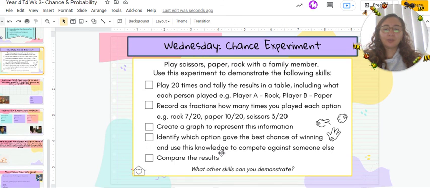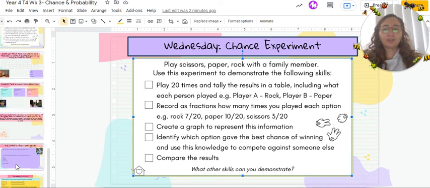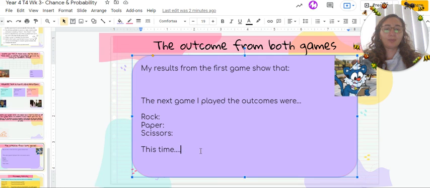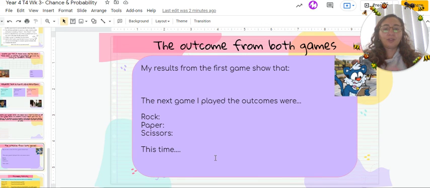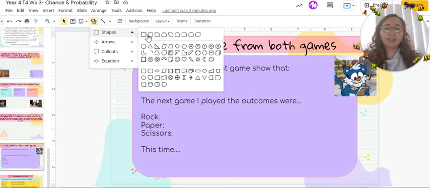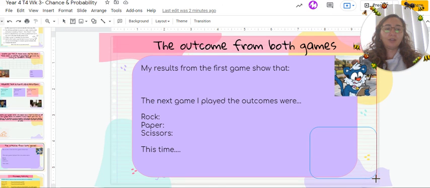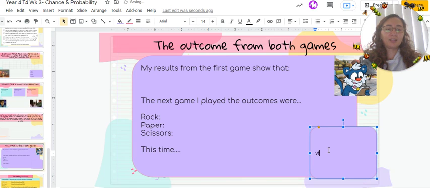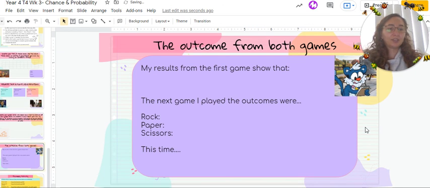Okay, you are going to then compare your results, goes down. That's this part. This time this happened. And you can always add more into this if you want to add a little fun fact that you worked out from your experiment. You can always make a shape and then start typing in it, and that gives me extra information about your experiment, and that would be fantastic.